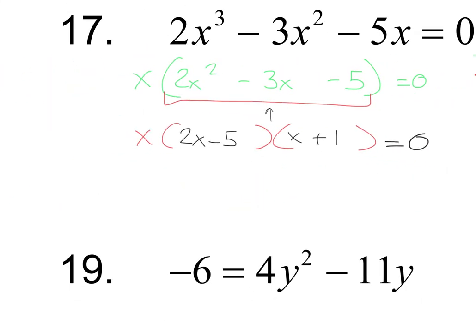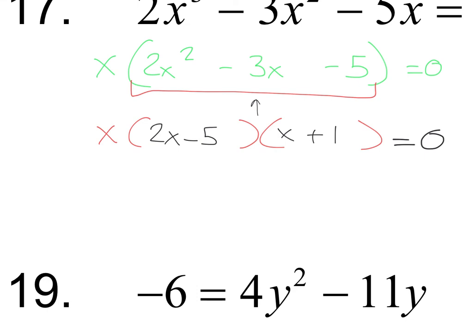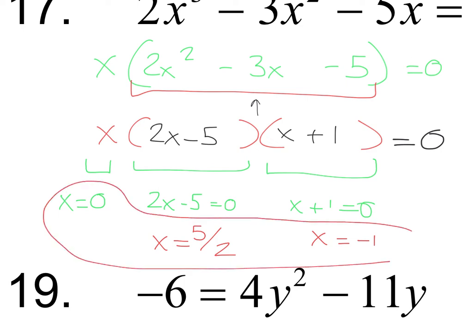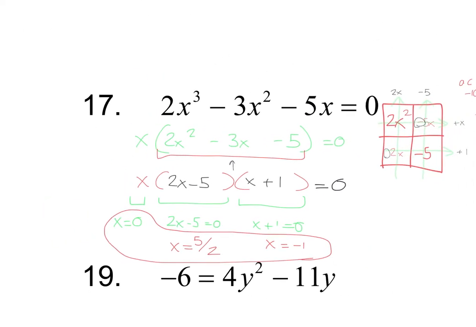And then since this one is the zero product property, I'm going to set up all three of these pieces equal to 0 and solve. So this one, I would add 5 to both sides and divide by 2. This one has to subtract by 1. So there's our 3 answers.